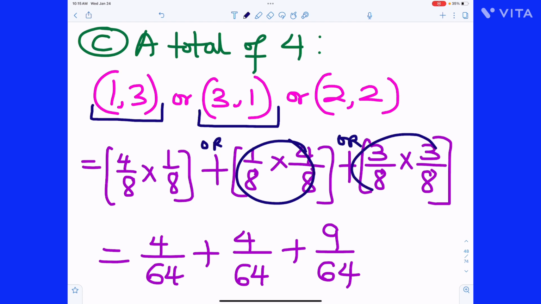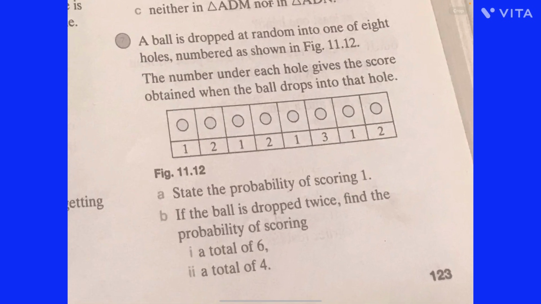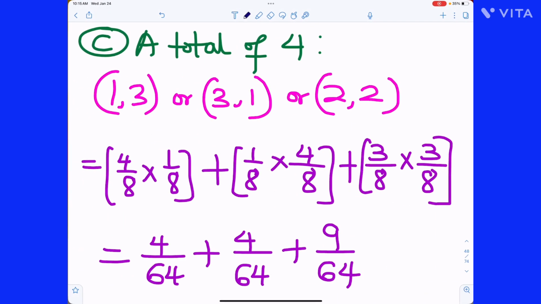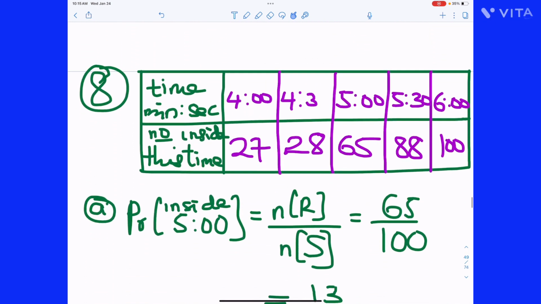We could also get a total of 4 by scoring 2 both times. So what's the probability of scoring a 2 first time? That's 3/8. The probability of scoring a 2 second time is also 3/8. Look very well: number of required over number of possible outcomes. How many 2s do we have? We have 3 2s, and we have 8 outcomes altogether. So you get the answer for each bracket, add, and you get your answer.